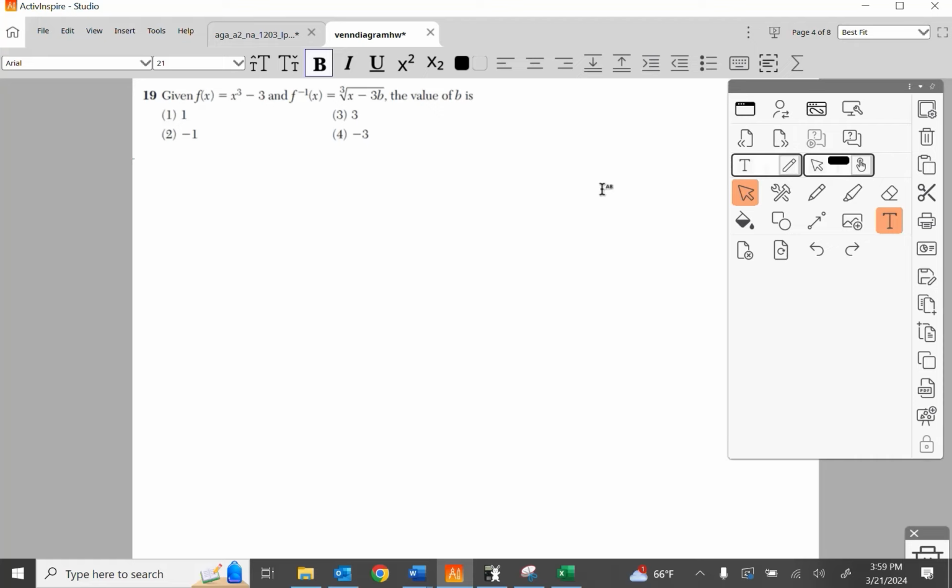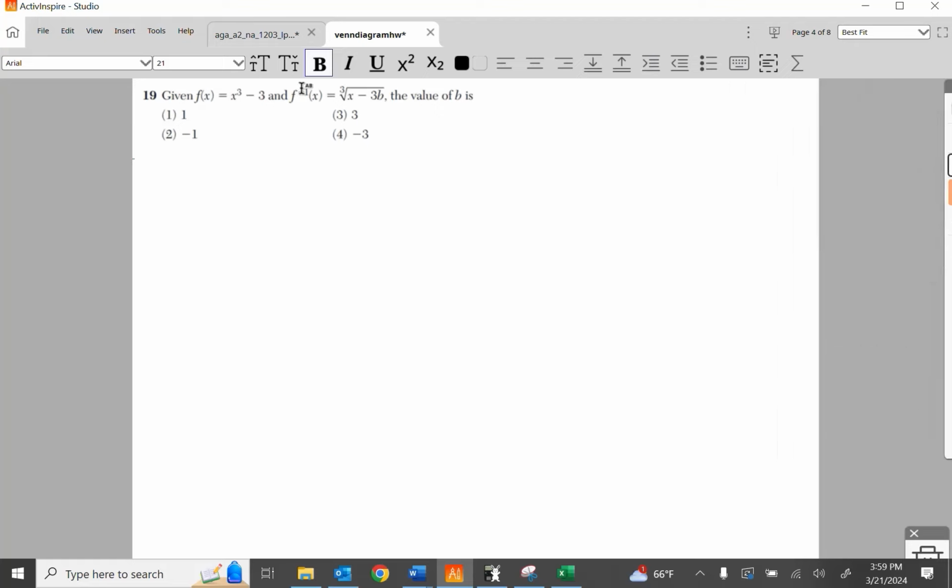Given f of x is x cubed minus 3 and its inverse is the cube root of x minus 3b, what is the value of b? The easiest way I can think of doing this is to actually figure out the actual inverse of f of x. Or you can just sit there and try and do it in your head, like whatever. Just do it. There's 3 steps in writing an inverse.